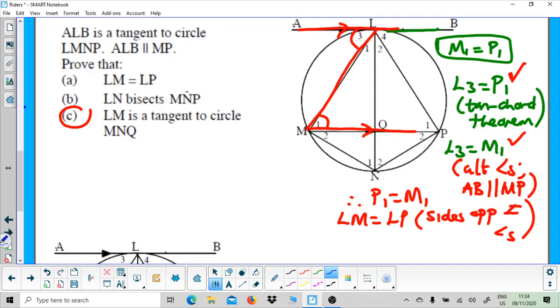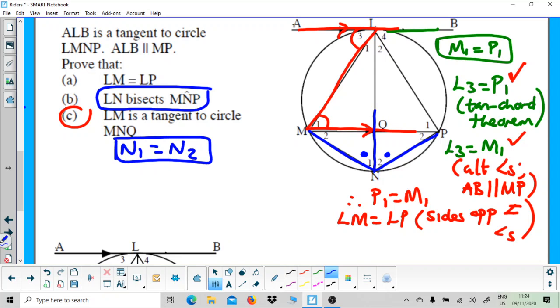What else was asked in this question? You were supposed to show that LN bisects angle M and P. To bisect is to divide into two equal angles. So this angle M and P was bisected by this line. So you just have to prove that those two angles are equal to each other. You have to prove that N1 is equal to N2 in some way, and then that will be all that you have to do. So that's what is in your head, right? They shouldn't form part of your solution, but you have to have it somehow.